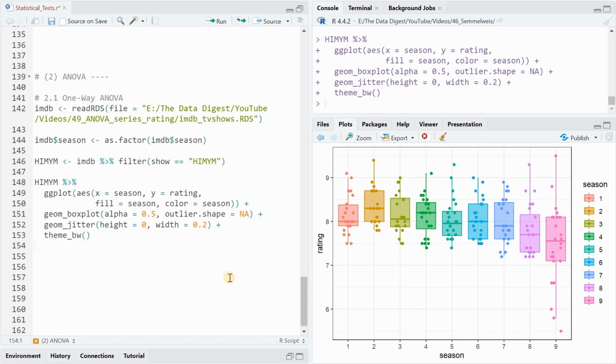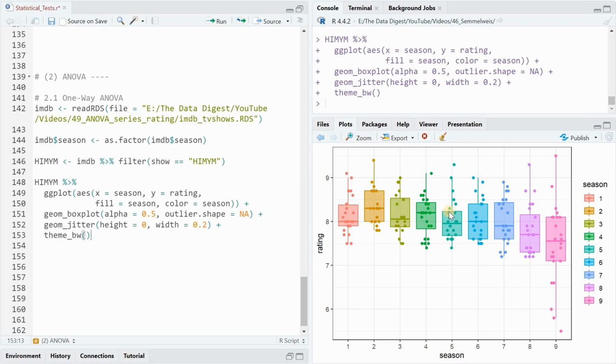Let's say you're comparing the IMDb rating of all seasons of a TV show and you want to know if there's a season that stands out, good or bad. And here I have the data of the 9 seasons of How I Met Your Mother and the individual ratings of each episode within the season. And now the ANOVA asks whether one of these groups is different from the rest. Might be season 2 being better than the rest or season 9 being worse.